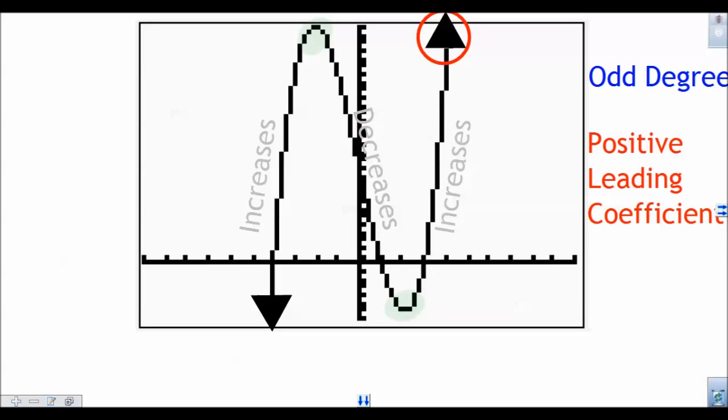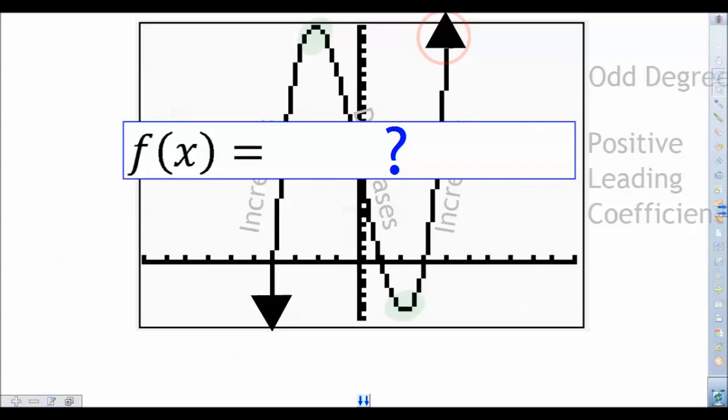However, it still doesn't answer the ultimate question. What was the original function that gave us this graph? All we know is that the degree was odd, and the leading coefficient was positive, so it could mean a lot of things. Not to mention the number of possible terms we could have with this. So once again, we just don't simply know yet.